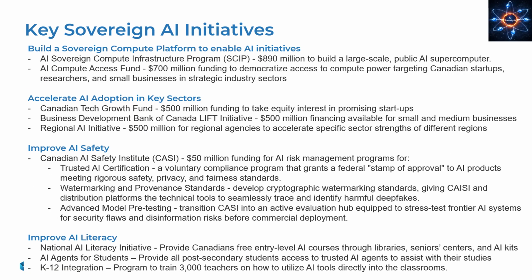So when we take a look at the key sovereign AI initiatives of Canada's AI for All strategy, a lot of the funding, as I mentioned before, is focused on infrastructure. The Compute Access Fund was announced at $700 million. This is in addition to the already $300 million that they announced earlier this year. So that takes it to $1 billion. So we're talking huge amounts of funding here.